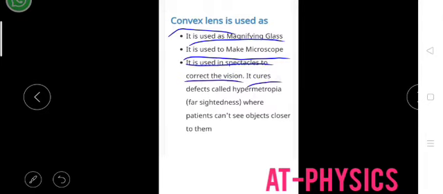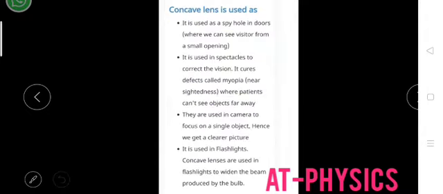It cures a defect called hypermetropia. And hypermetropia is known as farsightedness. In farsightedness, the person can see only far objects. Clear? So in the case of hypermetropia, the person can see only far objects. That is the meaning of farsightedness. Clear? So the next one is the concave lens is used as.